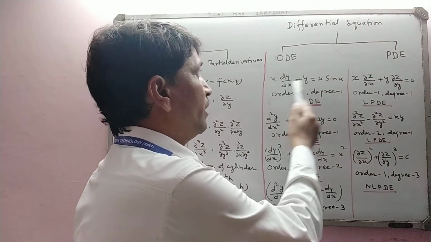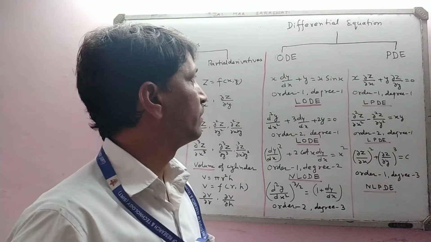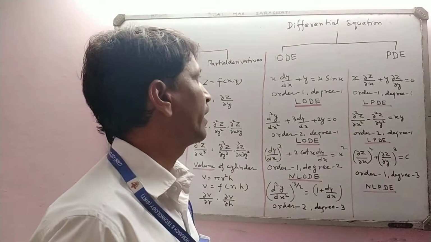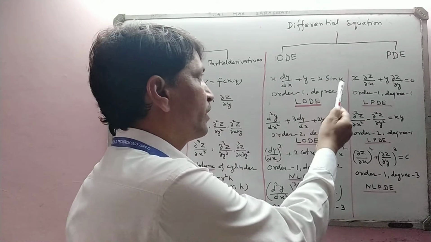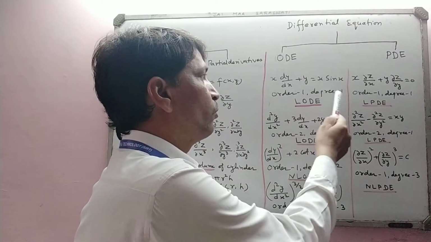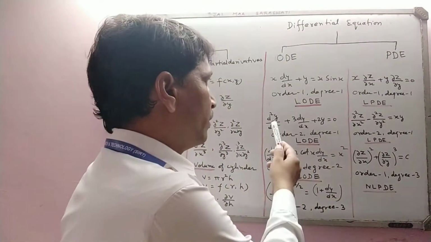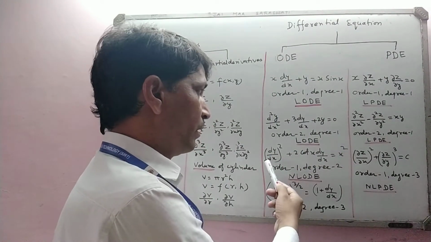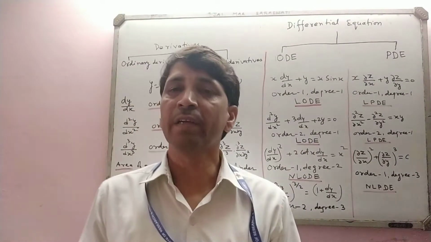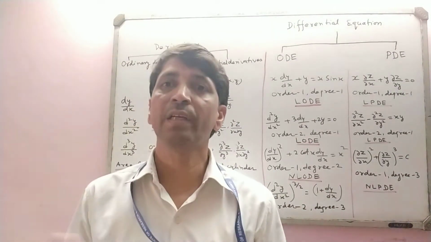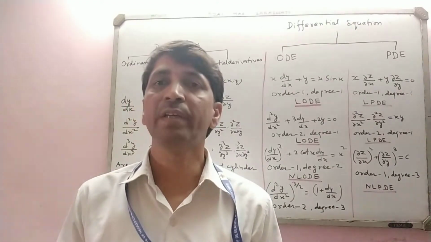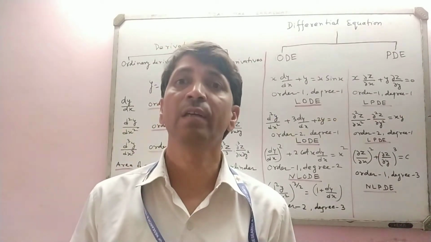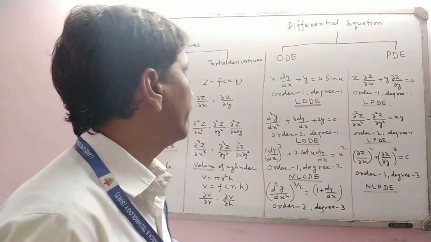Suppose this is a differential equation, x dy/dx plus y equals x sin x. Here dy/dx is an ordinary derivative and its order is 1. So the order of this differential equation is 1 and its degree is 1. This is a second order linear differential equation. Its order is 2, degree is 1. And when the degree of a differential equation is 1, then the differential equation is called linear. If the degree of a differential equation is more than 1, that is 2 or 3, 4, then the differential equation is called non-linear.